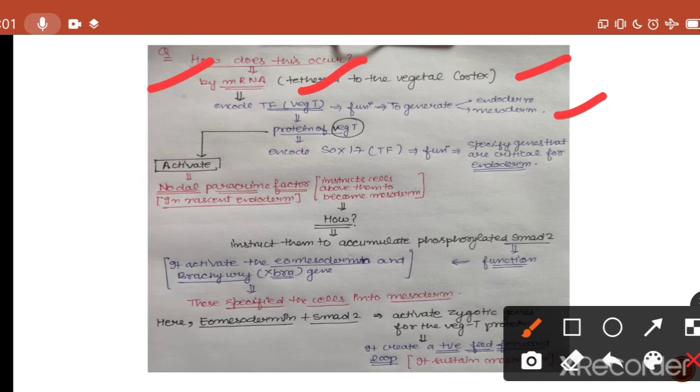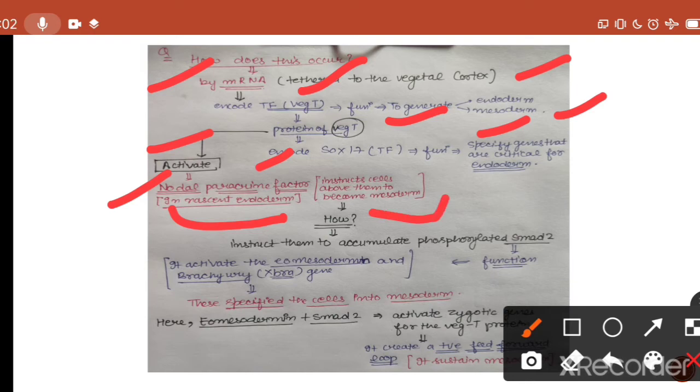This VegT protein, the product of VegT, encodes SOX17, which is another transcription factor. It has a function to specify genes that are critical for the formation of the endodermal layer, and these proteins that are formed from VegT also activate nodal paracrine factors. These nodal paracrine factors are present in nascent endoderm, or the newly formed endoderm. They instruct the cells above the nascent endodermal cells to become the mesodermal layer.